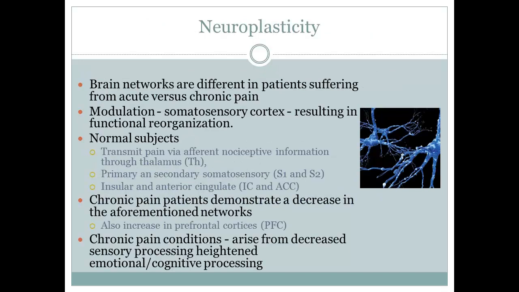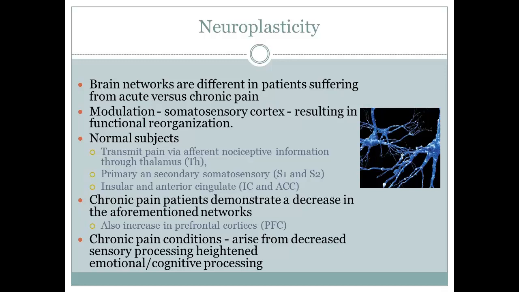So neuroplasticity in greater description is essentially these brain networks function differently in patients suffering from acute as well as chronic pain. There's a modulation in the somatosensory cortex resulting in functional reorganization. So normal patients generally transmit their pain through afferent nociceptive information through the thalamus. Primary and secondary somatosensory S1, S2, as well as insular and anterior cingulate IC and ACC. This is where pain is transmitted through in a normal individual. Where chronic pain patients demonstrate a decrease in these aforementioned networks.